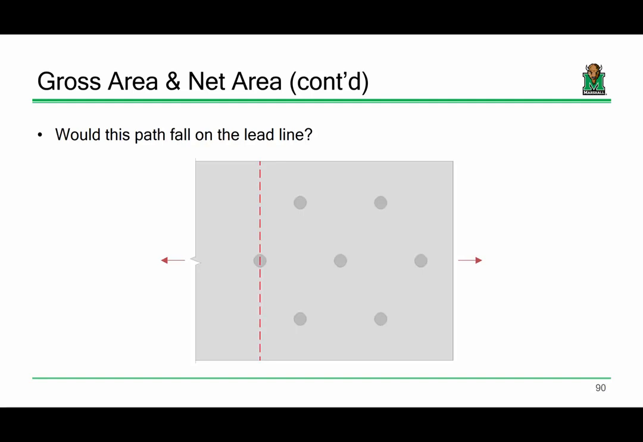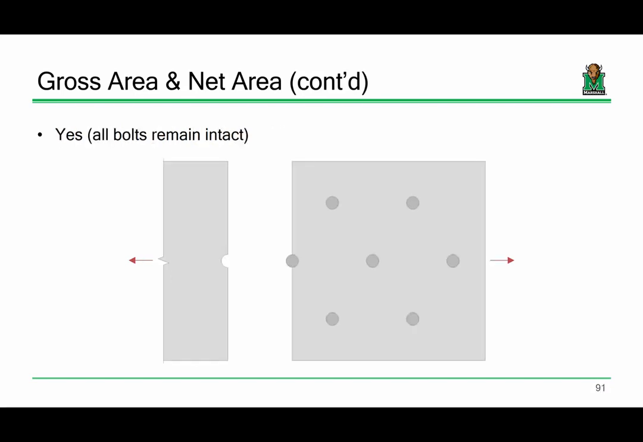So I'm going to ask you a question. Would this path fall along the lead line? Now I'm going to answer this one for you. I'm going to say the answer is yes. The reason why is if that plate fractures along that line, the bolts remain intact, okay? So all the bolts are still in one piece. So I answered this one for you.